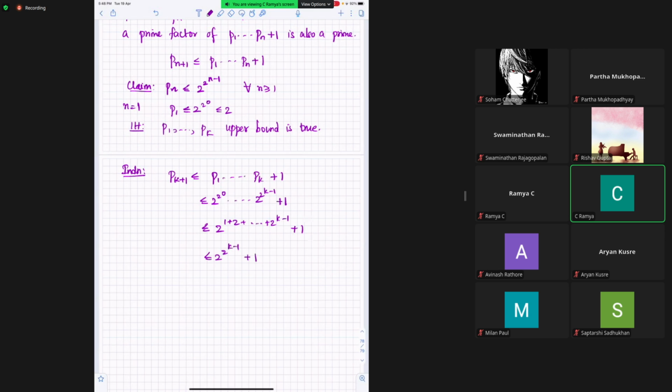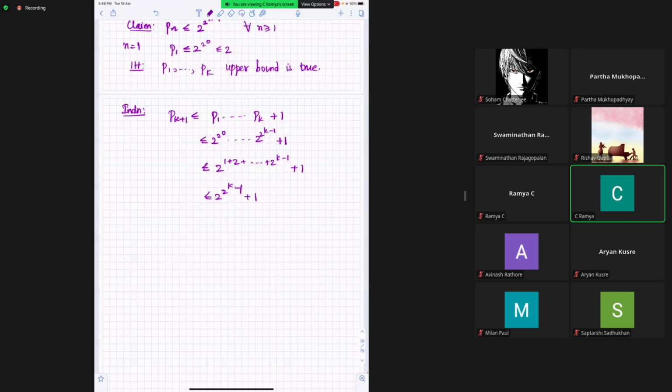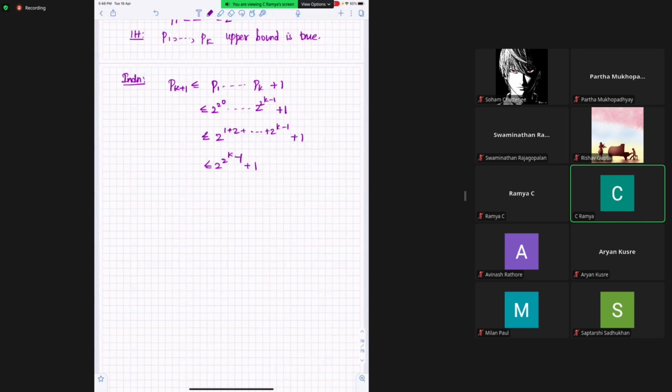Oops, I missed this. This is fine. Okay, I think it's fine. So you get that this is less than or equal to 2 to the 2 to the n minus 1 for all n. Okay.